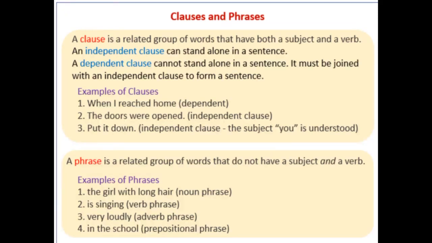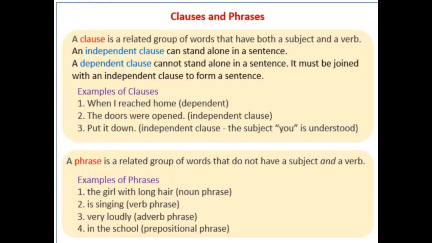There are two types of clauses. They are independent clause, which means main clause or principal clause, and dependent clause, which means subordinate clause. An independent clause or main clause can stand alone in a sentence. It has its own subject and predicate.